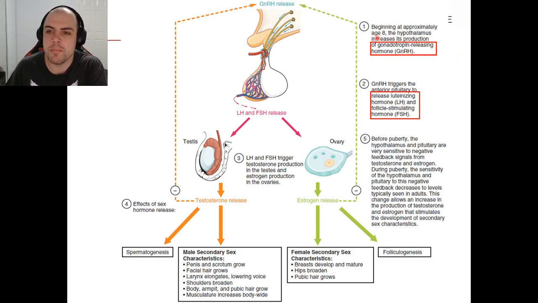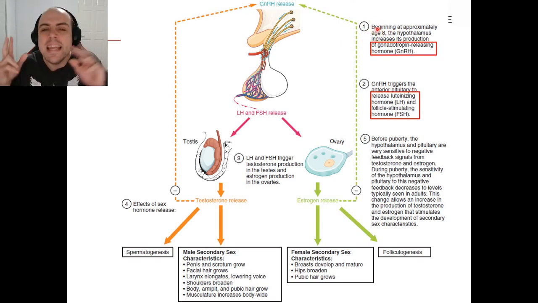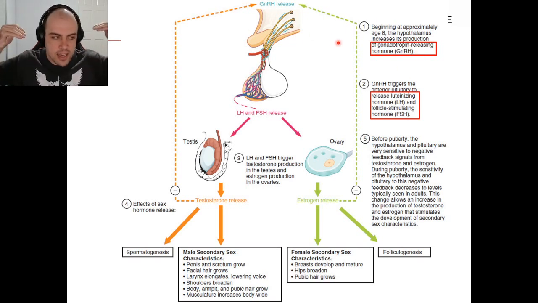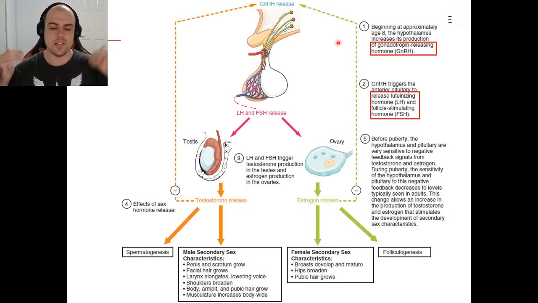So what's going to happen here is that beginning around age 8, now there are a lot of different factors that can obviously change and alter this, but this is essentially the beginning of puberty. Within the hypothalamus, it's going to stimulate the release of gonadotropin-releasing hormone. This hormone kickstarts everything downstream. It starts this whole process off. And it's going to trigger the pituitary gland to release two hormones: luteinizing hormone, LH, and follicle-stimulating hormone, FSH.